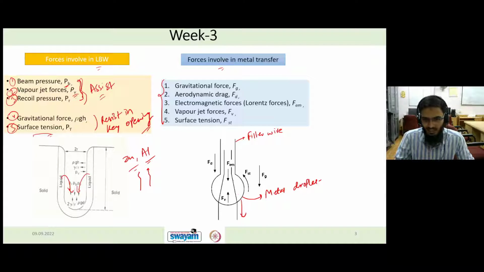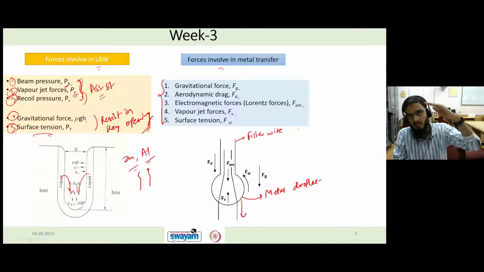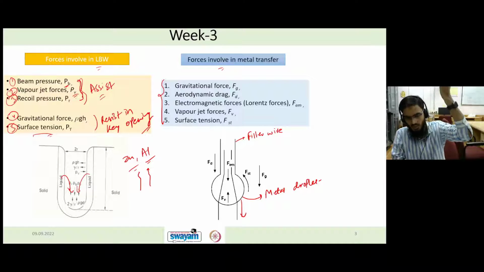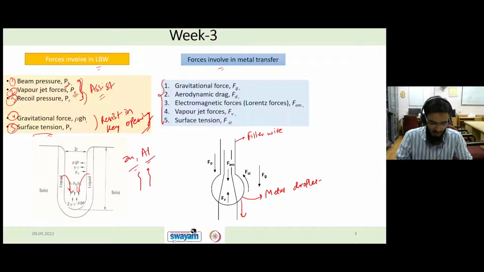But what will happen if you are doing uphand welding? That is, let's say you are welding a roof which is above your head, and in that case you want to transfer metal droplets against gravity. So in that case, what do you think? Gravity will assist or resist? Gravity will assist, sir. Gravity will assist, sir, or gravity resist?